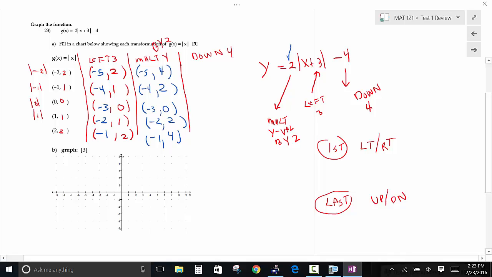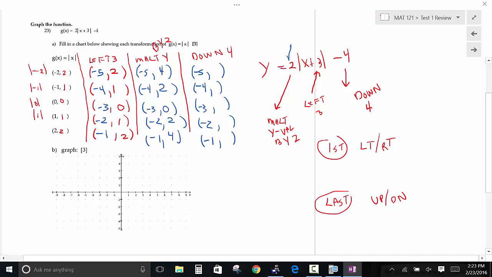Okay, so be sure you pay attention to the order we do these in. The last transformation we do is down 4. All right, so what changes? Y changes. What happens to x? Nothing. It stays the same. So good. Just keep bringing these things down like this. Now you're just going to make all of the y's get smaller by 4.